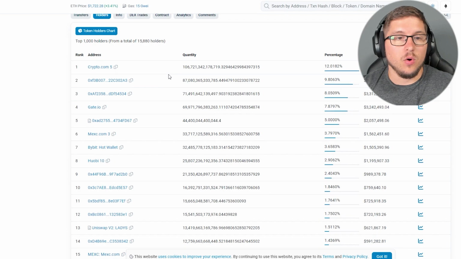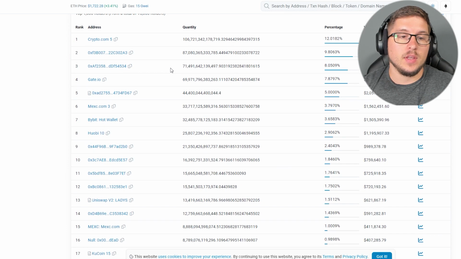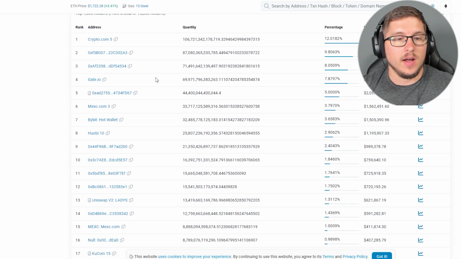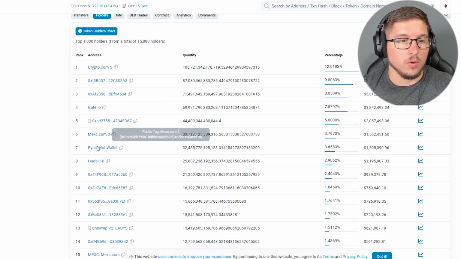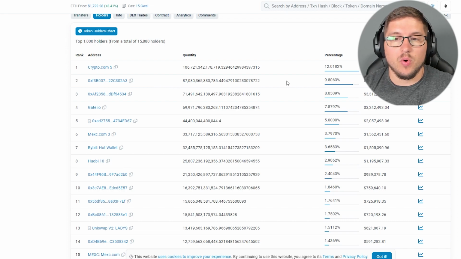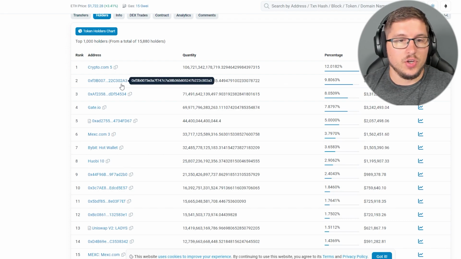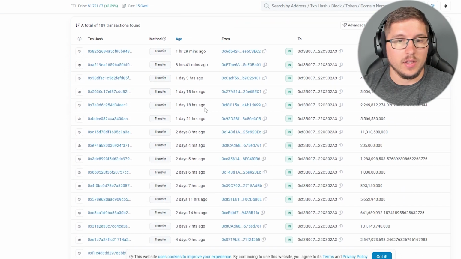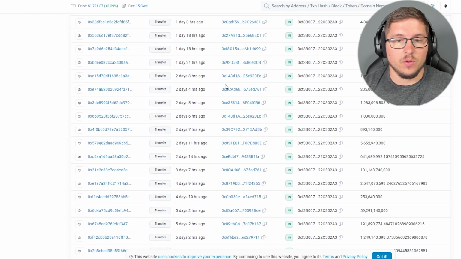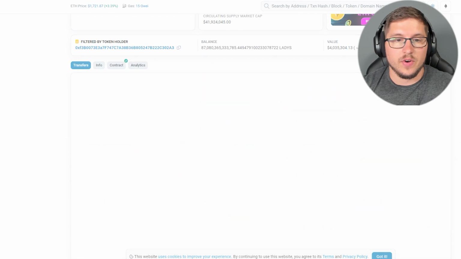But if we go to their holders, there is something worth watching. For example, you see that they have a lot of exchange wallets in the top 10. You can see all those exchanges, but then over here we have two wallets which are holding an insane amount of tokens. The first one is actually a really important one which I had some issues with. If you click on it, you can see that since it received its first token, it's only receiving those tokens, it's never transferring away.